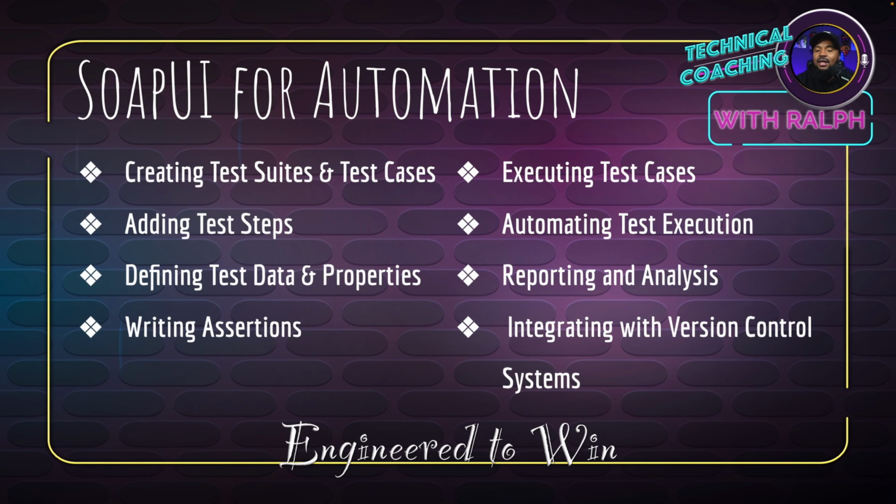Right? So SOAP UI is very similar: creating test suites and test cases, adding the test steps that need to be followed, defining the test data and the properties. That includes your environments, your endpoints, your variables, your authentication information. All those things need to be defined in the test data and the properties. Then we're going to be writing our assertions to say, okay, when I send this request, this is the expected response that I should get, including the status codes, including the request body, everything like that.